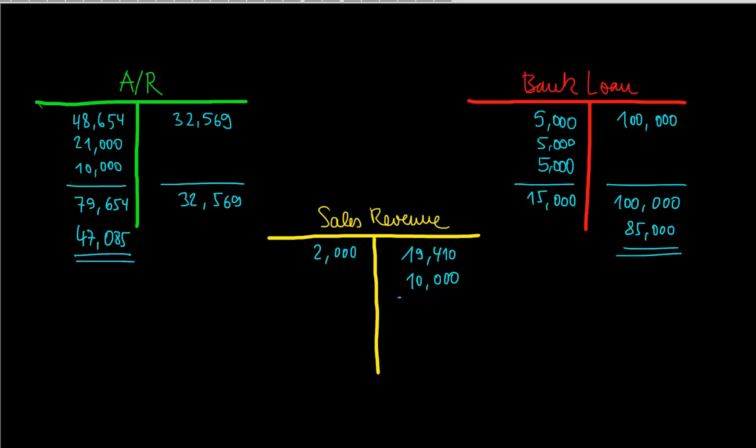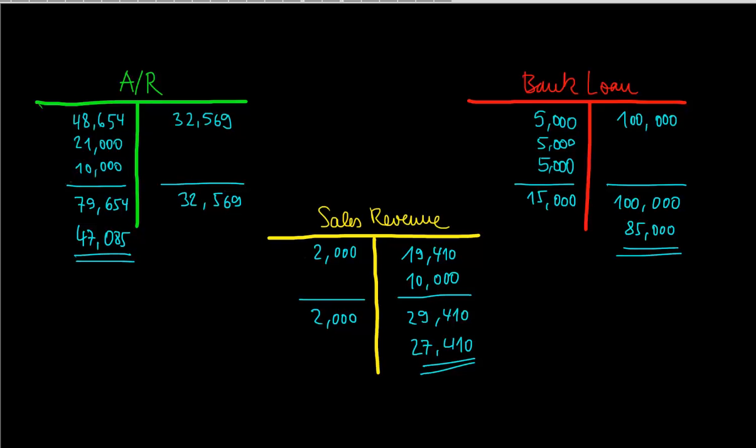So, same procedure as always. The column totals, 29,410. Subtract the small number from the big number and write the result on the side of the big number, which in this case is 27,410. And if you double check on your cheat sheet, you will see that the normal balance of a revenue account usually is on the credit side. So this is all there is to it.